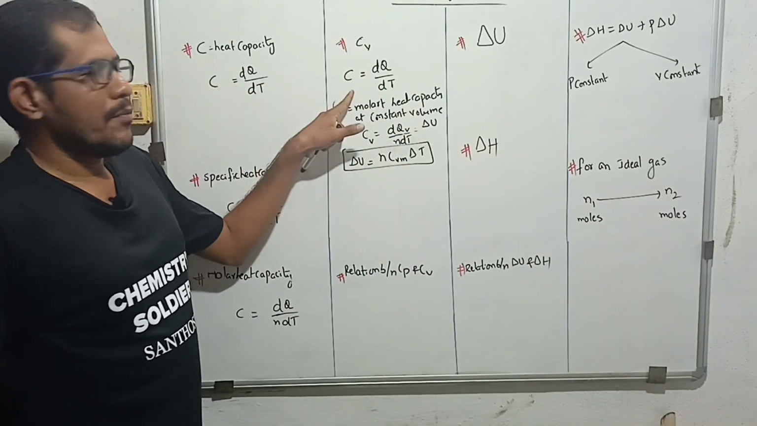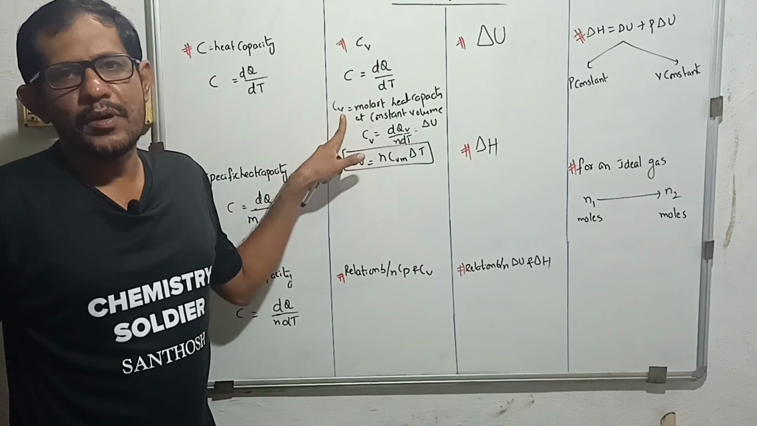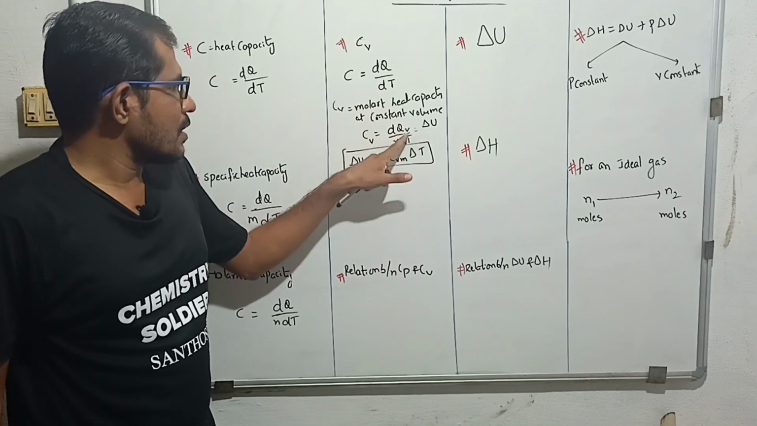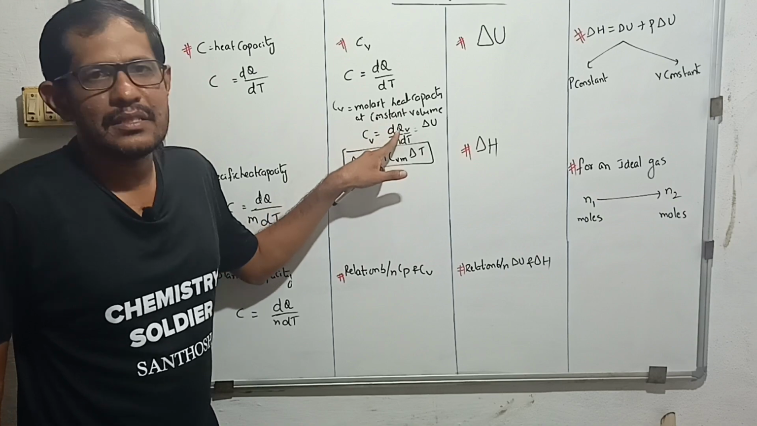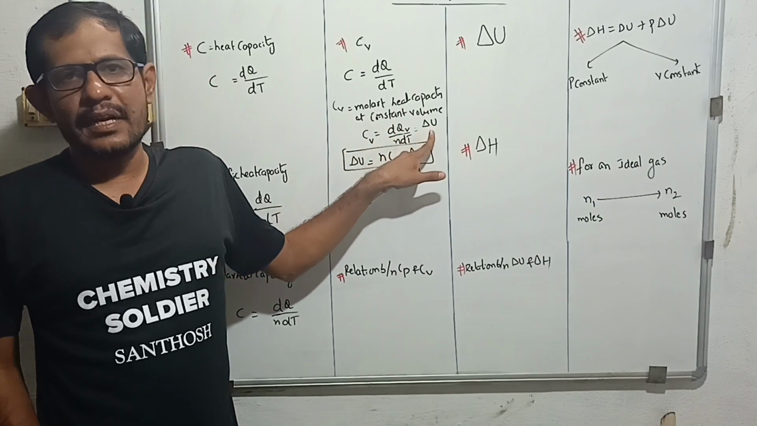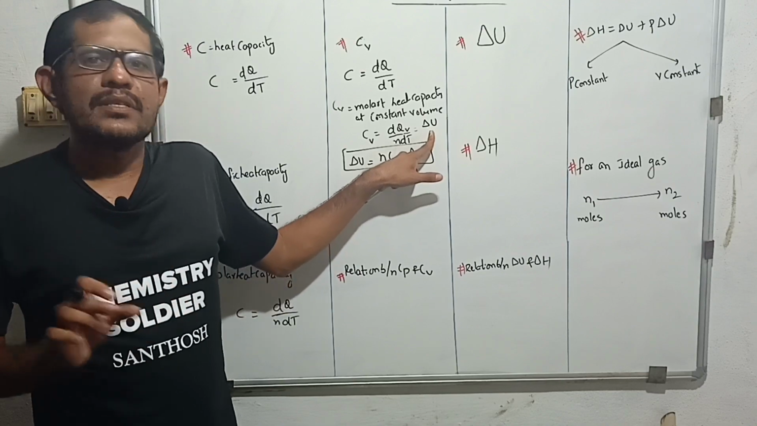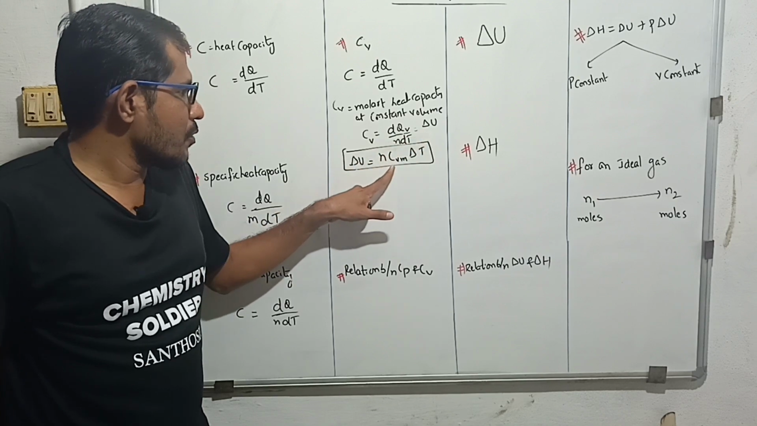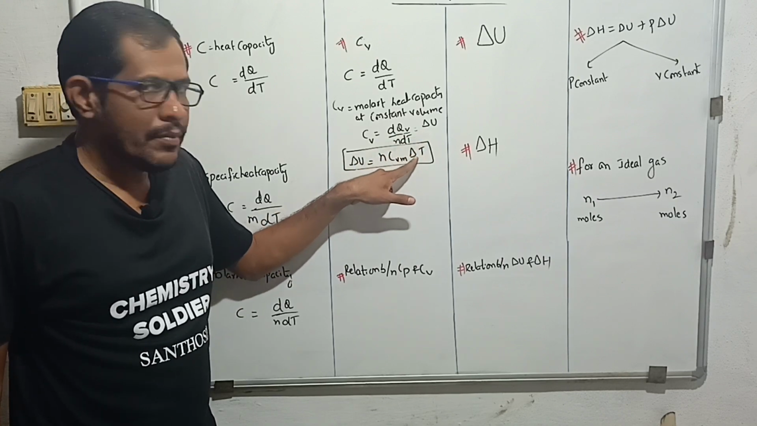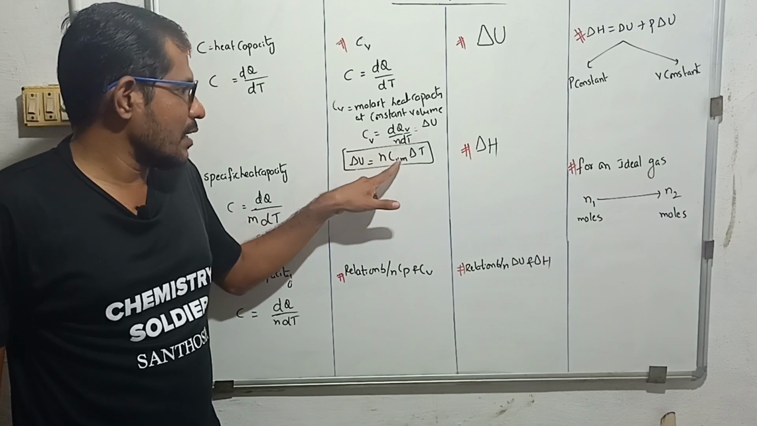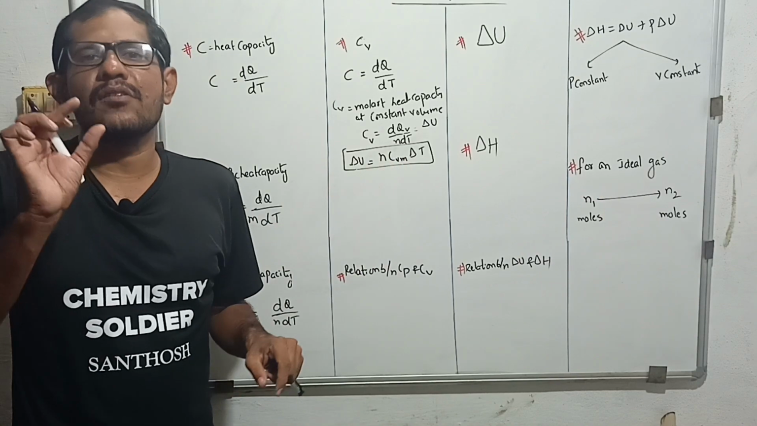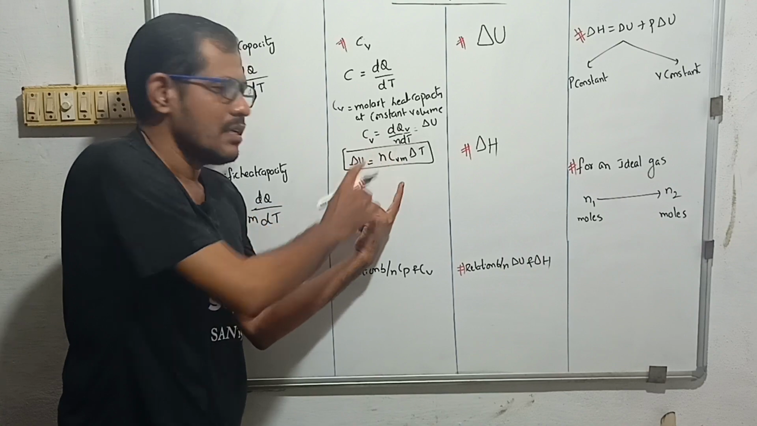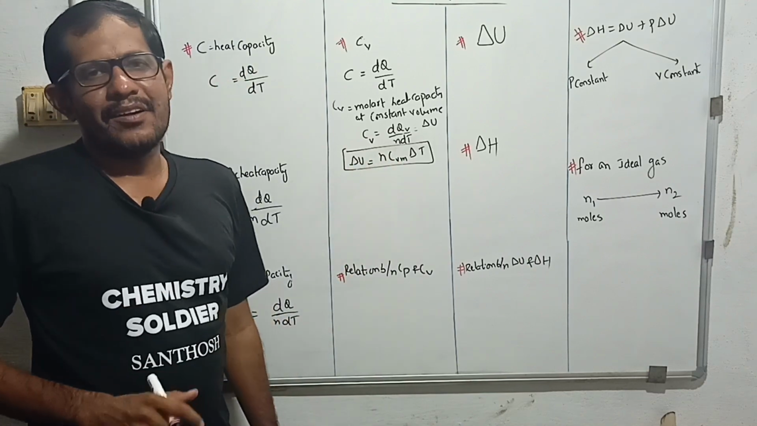Write the heat capacity equation. CV is nothing but the molar heat capacity at constant volume, so molar means n should come here. At constant volume, that's why I have written dq as dqV. dqV is nothing but the change in internal energy. If I rearrange this equation, delta U equals n CVM delta T. CVM is the molar heat capacity at constant volume, and we need to write the suffix.